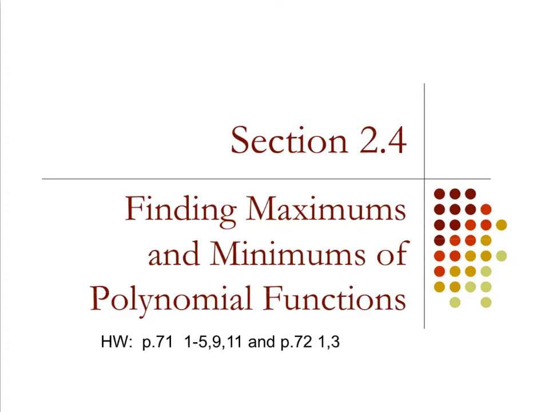Today we're going to talk about section 2.4, finding maxes and mins of polynomial functions. Your homework is page 71, 1 to 5, 9 and 11. You can go ahead and cross out page 72, 1 and 3. You do not have to do that.